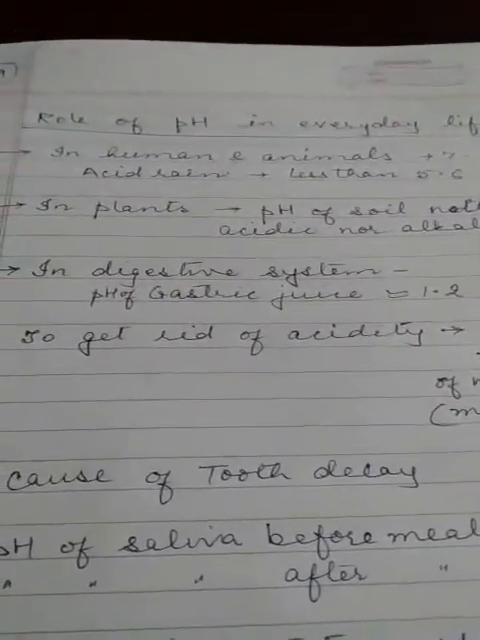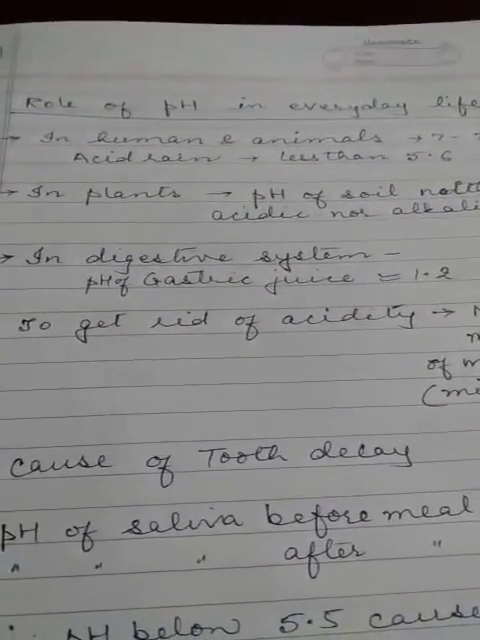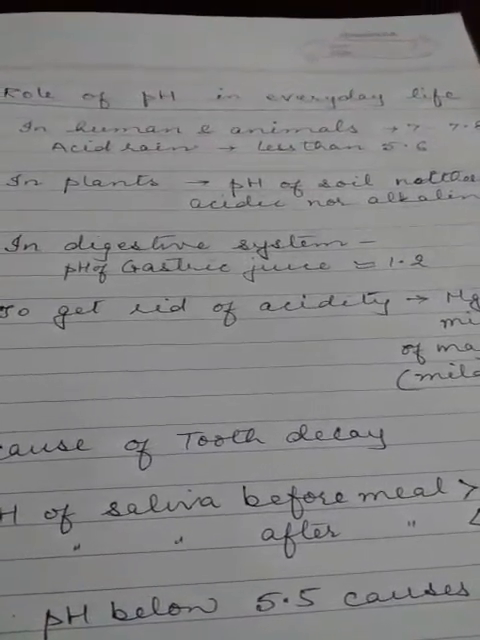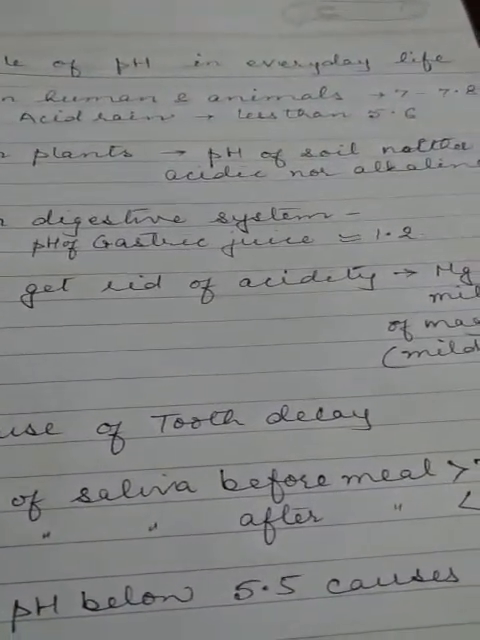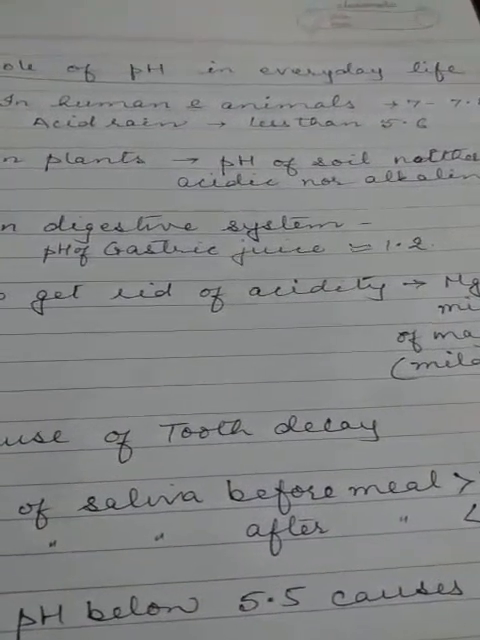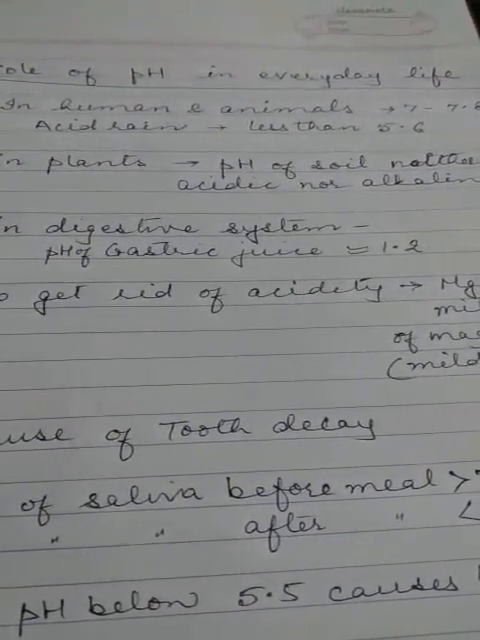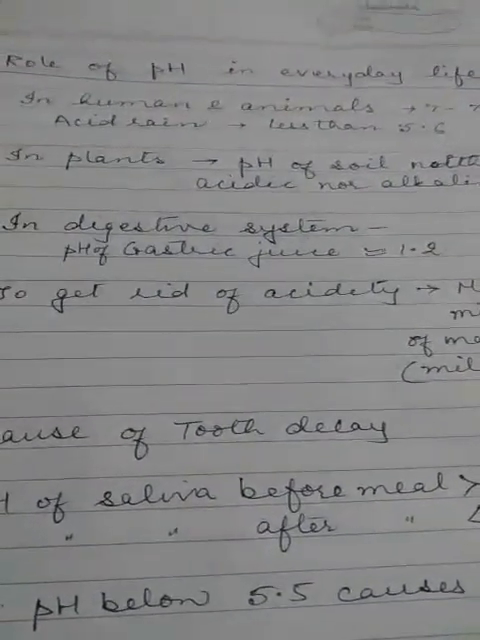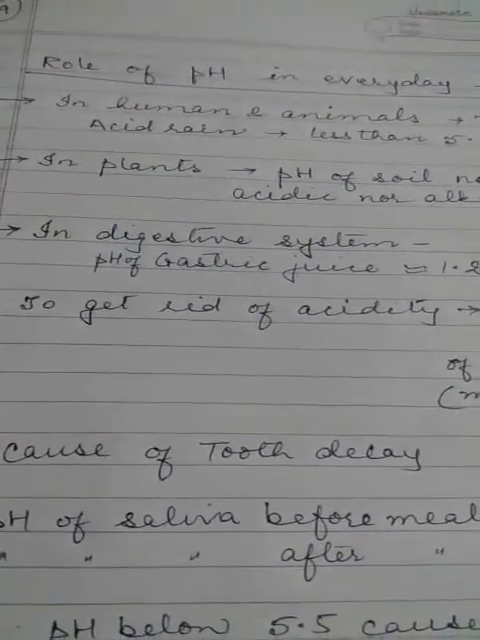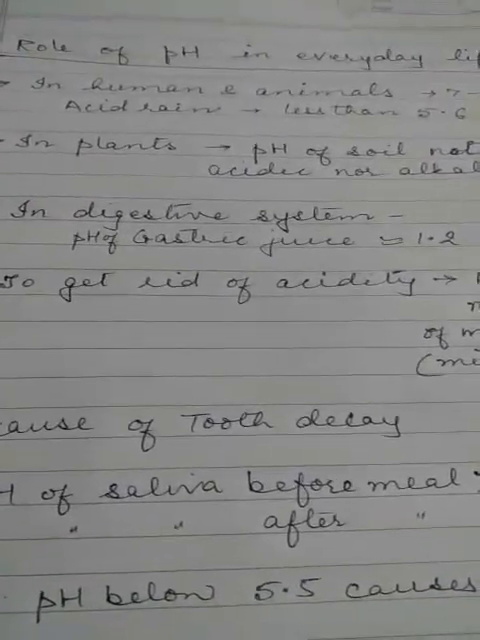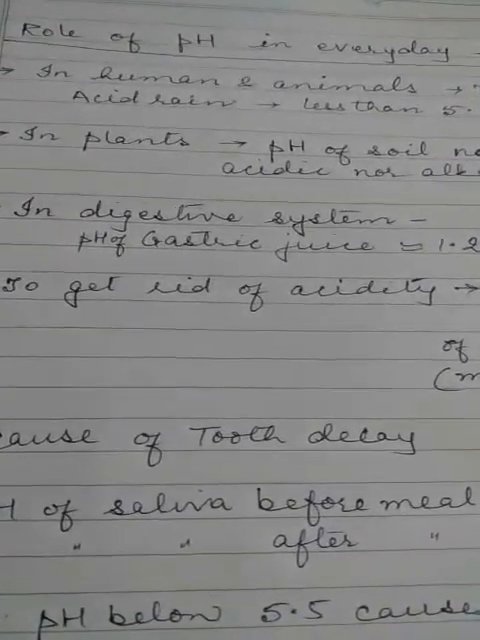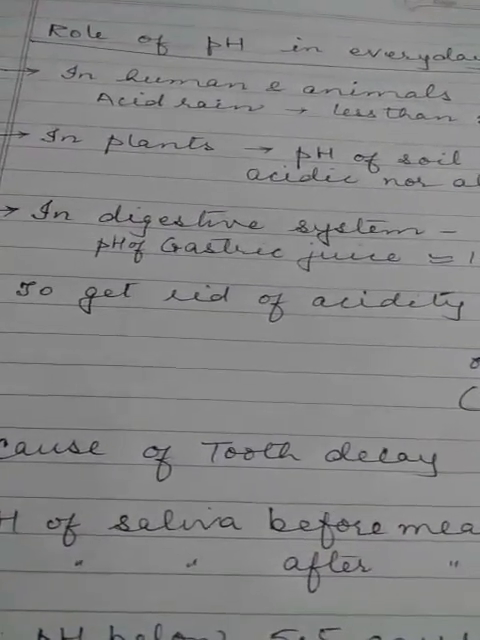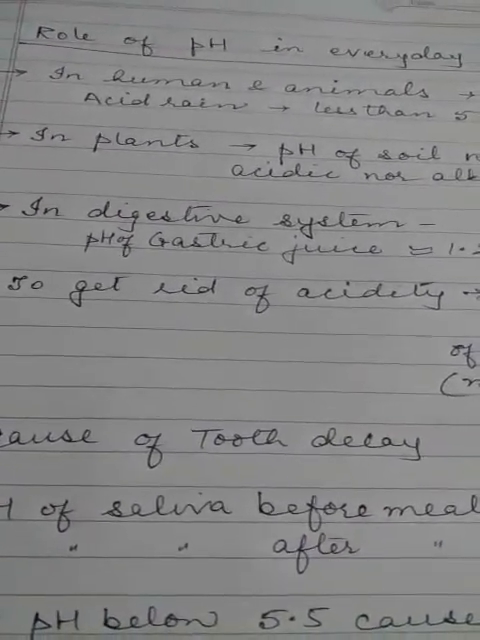Okay. Now in the digestive system, the pH of our gastric juice. What is our gastric juice? It is hydrochloric acid, and the pH of our gastric juice is almost 1.2. And if we eat spicy and oily food, our stomach releases too much acid, which causes pain and irritation in the stomach.